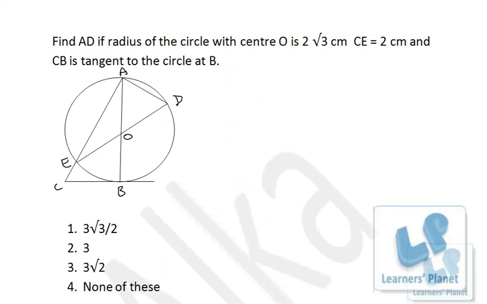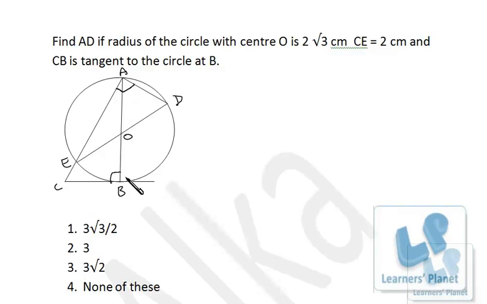Now let's try this problem based on geometry. Find AD if the radius of the circle with center O is 2 root 3 and CE is 2 centimeter, and CB is tangent to the circle at P. That means this must be 90 degree, because the angle between radius and tangent is always 90 degree. So this angle is 90 degree and ED is diameter. That means this angle will also be 90 degree because that is angle in semicircle.